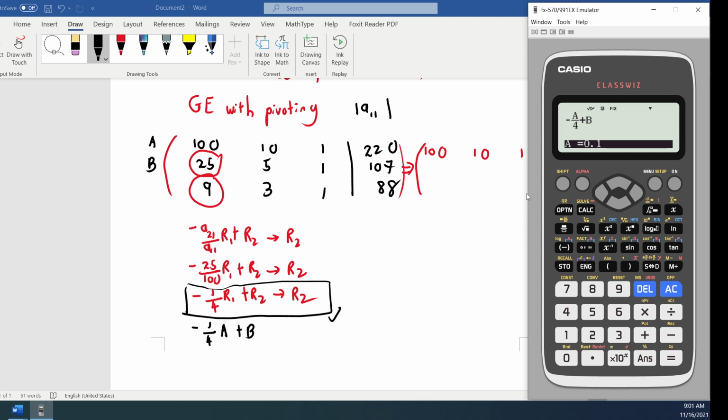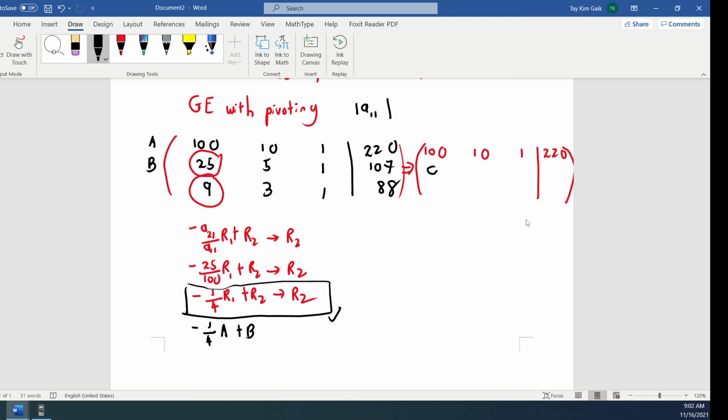Then you calculate. So when you calculate column 1, this is A and B. When you calculate column 2, A is 10, B is 5. Column 3, A is 1, B is 1. Column 4, A is 220, B is 107. Okay, so you put 100, 25. So you get 0.